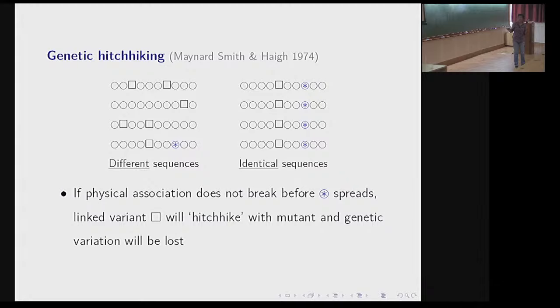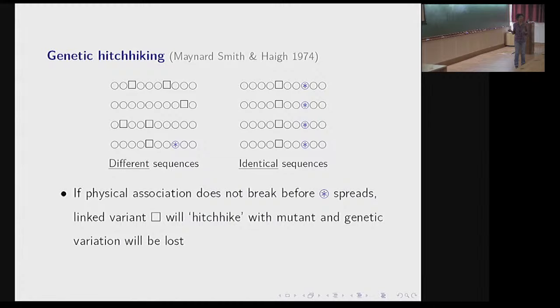Okay? So this has hitched a ride with this guy and spread now to the population, but now what we have got is identical sequences. We have lost genetic variation. Of course, if they could swap and break and so on, but not too much, then we will see more or less still different sequences.